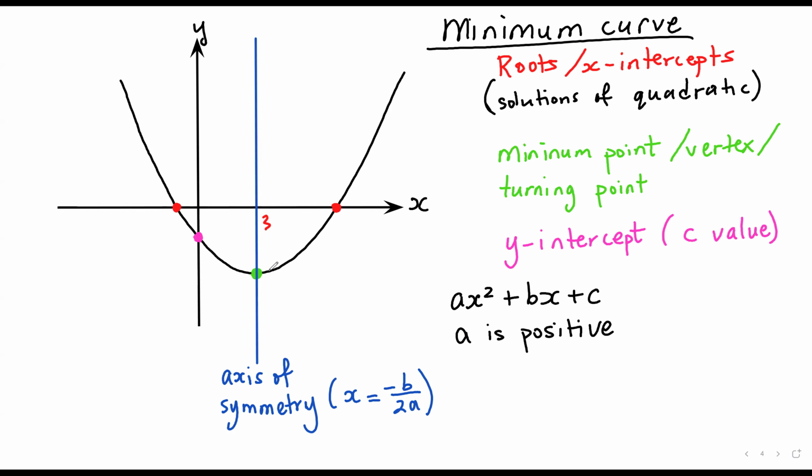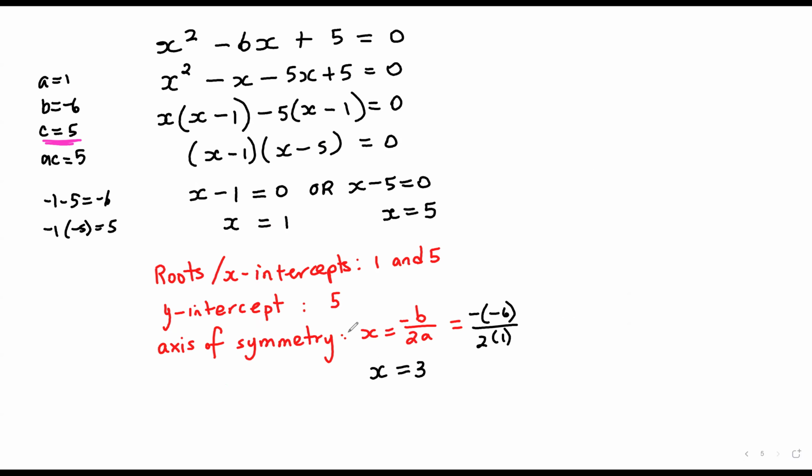And now I need to find out what is the minimum value. Your minimum value, I should have written that here, is the y coordinate of the minimum point, right? So to find the minimum value, what I will do is substitute x is equal to 3 into the equation to see what y will be. All right. So let's see. The minimum value, which is the y coordinate of the minimum point, occurs when x is equal to 3.